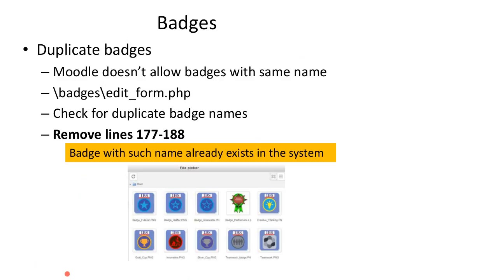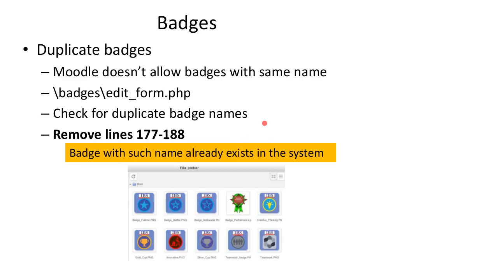We had an issue; we introduced badges in the Moodle 2.5 version itself. We had an issue of creating badges with the same names. Whenever we create one, we get a badge alert saying a badge with such name already exists in the system. So Moodle doesn't allow this. Even in 2.9 I tested this. It doesn't allow us to create badges with the same name.